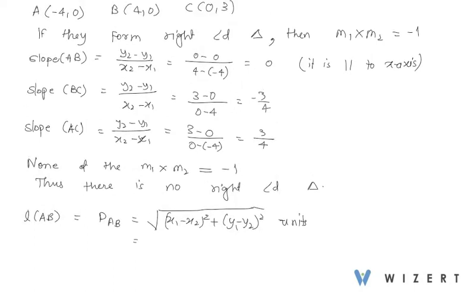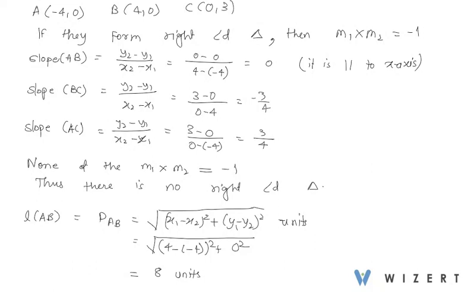For AB, it's the square root of (x1 minus x2, which is 4 minus of -4) whole square plus (y1 minus y2, which is 0) square. So 4 minus of -4 is 4 plus 4, so it is 8 square, and the square root of 8 square is 8 units. Since this is distance, we can ignore the negative value of the square root.